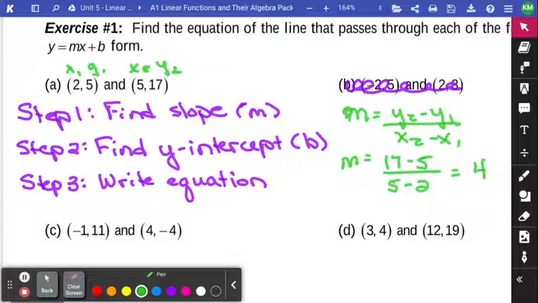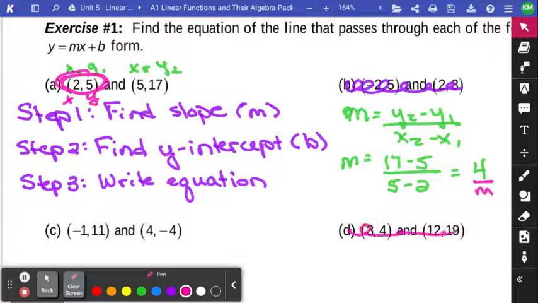Now, this is a tiny bit trickier. For step 2, we have to find the y-intercept. You're fine, don't worry about that. So for this one, I'm going to pick a point. It doesn't matter which point. Remember, the x is 2 and the y is 5. So I'm going to use those numbers, and our m is 4.